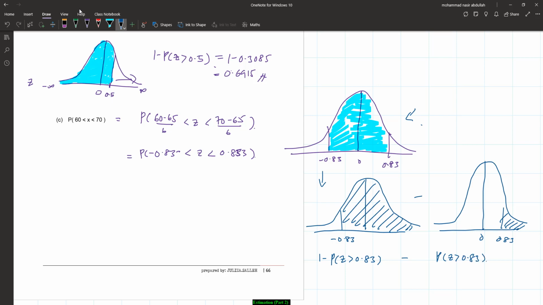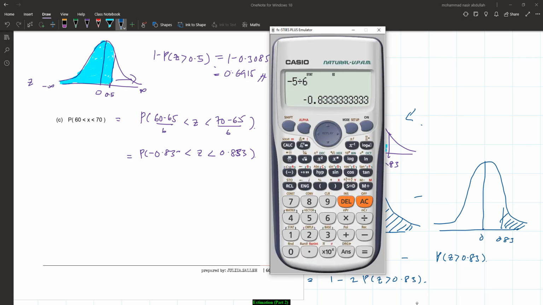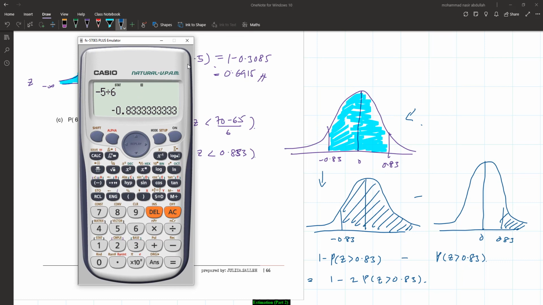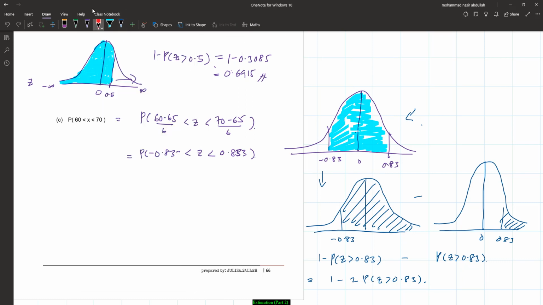So if we simplify it, it is 1 minus 2 probability of z more than 0.83. Right? So you will get the answer. Or you can simply use the calculator. Remember, the calculator divides it into 3 areas, 3 parts. So this is part 1, this is part P, this is Q, and this is R. Since we want to find this area, we can use the calculator to confirm our result here.